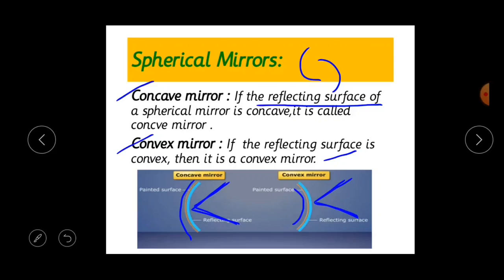There is a lot of difference between concave mirror and the convex mirror. This is concave mirror, whereas this one is a convex mirror. Here the reflecting surface is here. Yes, so in this picture you can see in the convex mirror it is on this side. This is a convex mirror. This is concave mirror and these are convex mirror. Understood? Okay.